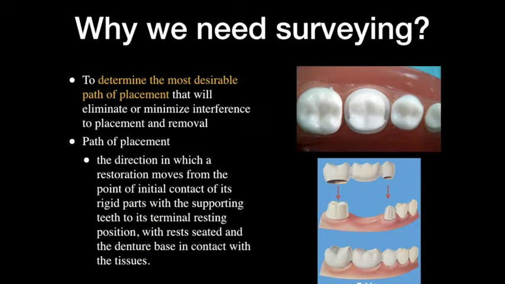So why do we need surveying? Because we need to determine the most desirable path of placement that will eliminate or minimize interference to place or remove the removable partial dentures. The path of placement means the directions you can put the prosthesis in and out of the tooth or the oral environments.